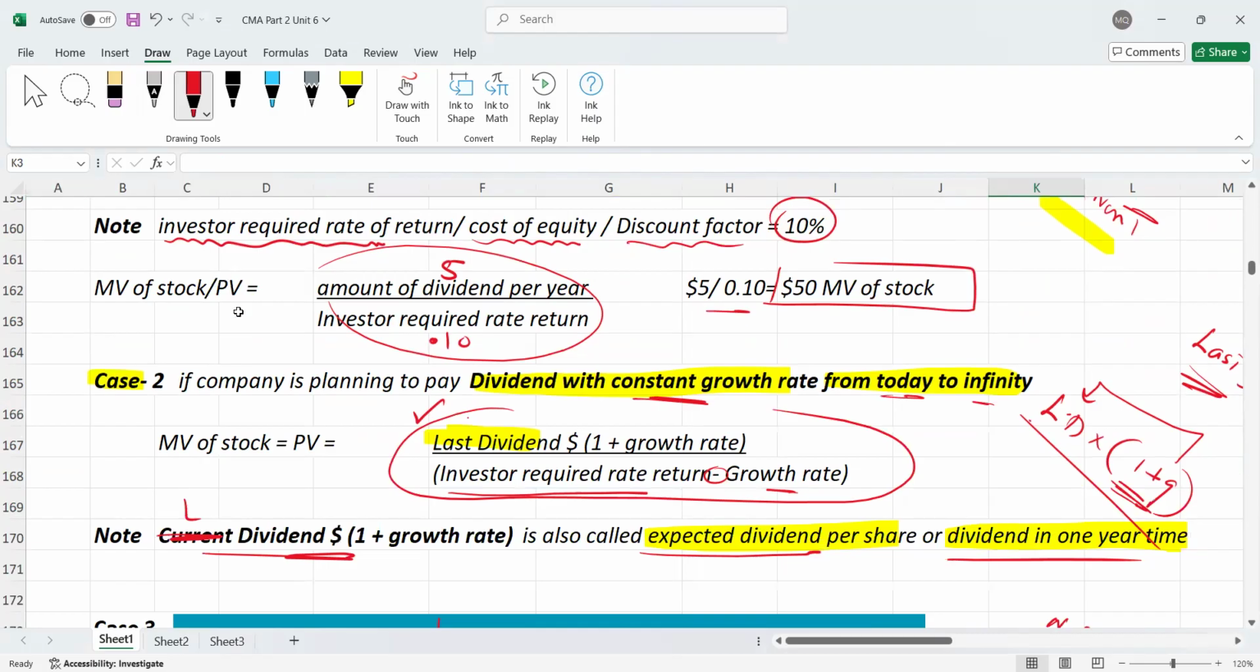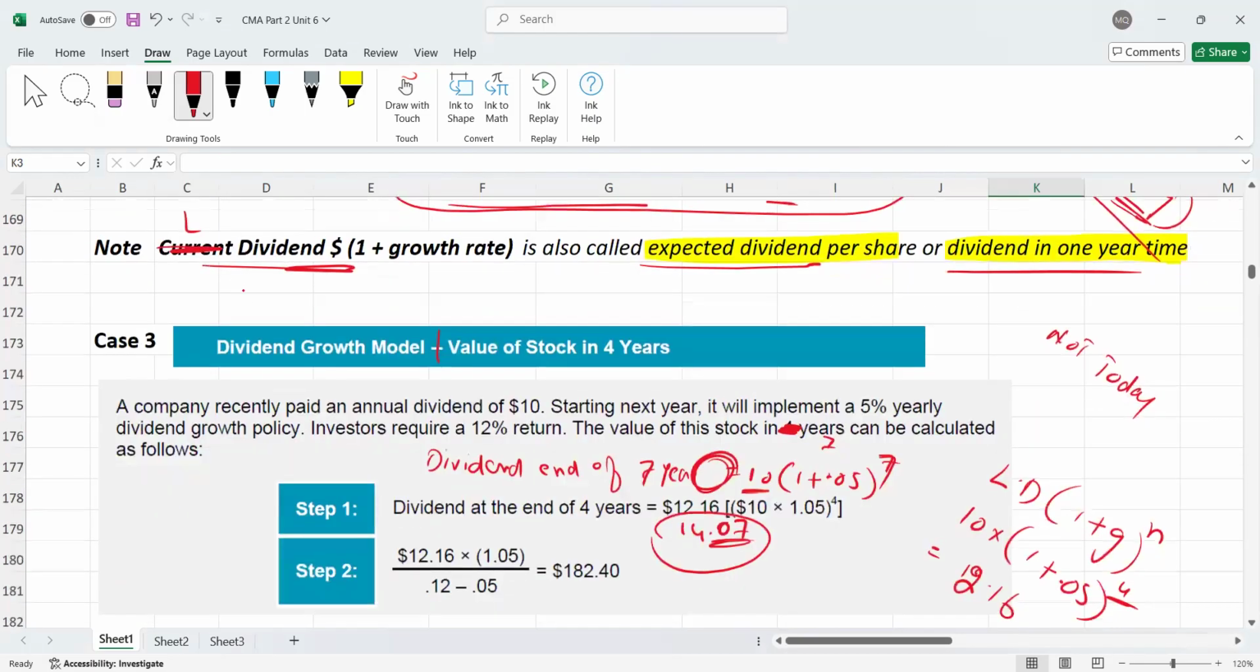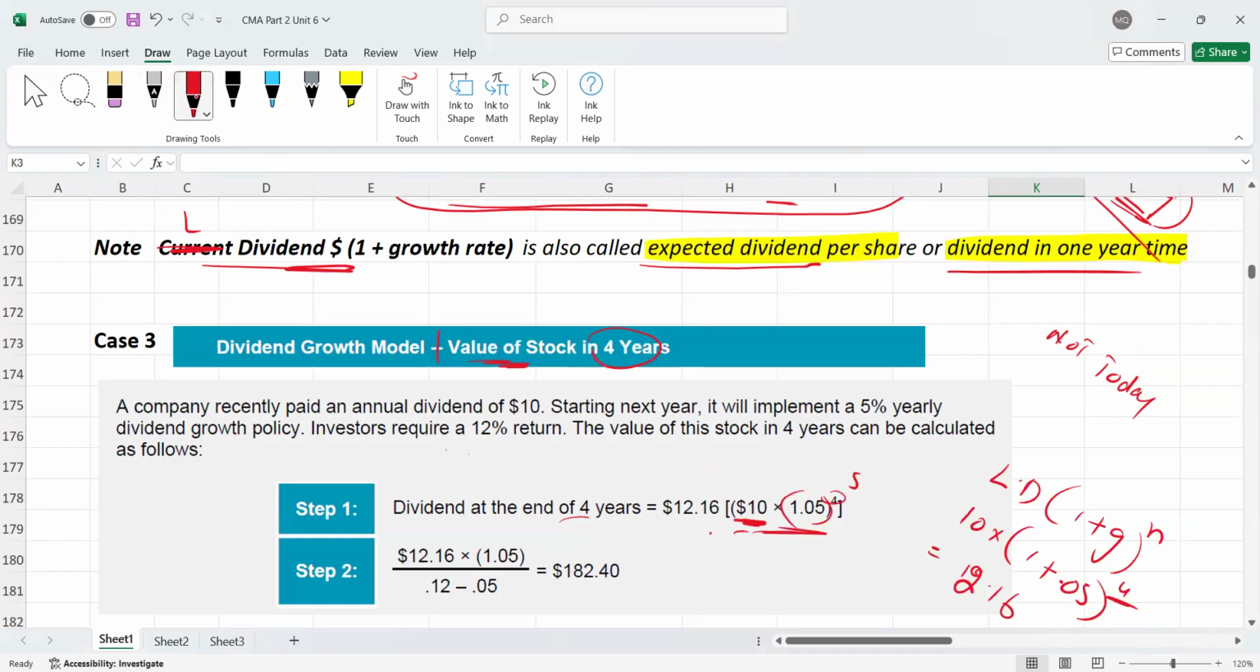Okay. And the third scenario is if you want to calculate the value of stock in the future, that is, what will be the stock value in 4 years or 5 years or 7 years. So let's assume it is for 4 years, as data is available here. First we will take the current dividend, then we will multiply by 1 plus growth raised to power n. Okay, so this will give you the dividend in 4 years' time. And then this dividend we will put into the normal formula. We will bring it here: this dividend into 1 plus growth divided by investor required rate of return minus growth. Okay. So this will be your market value of stock.